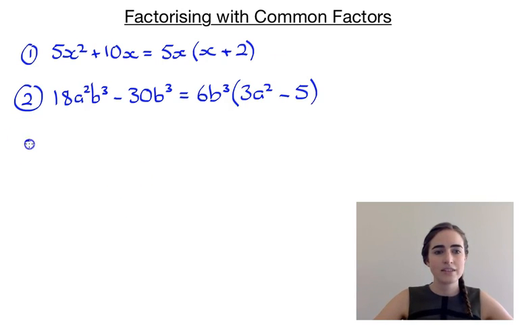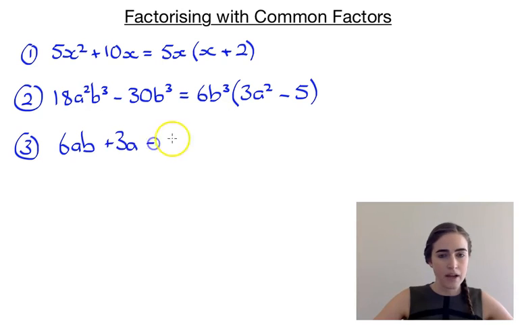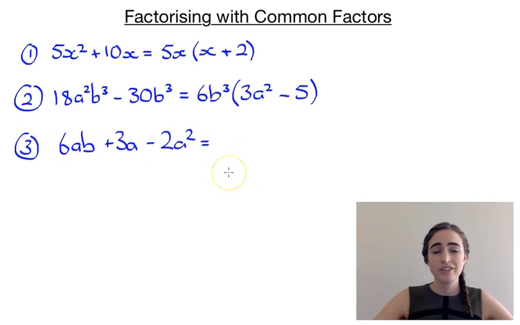Let's look at one last example. This one's got 3 terms in it. So we've got 6ab plus 3a minus 2a squared. Okay, if we look at the numbers first again, we've got 6, 3 and 2. The only common factor there is 1, so that doesn't help us.